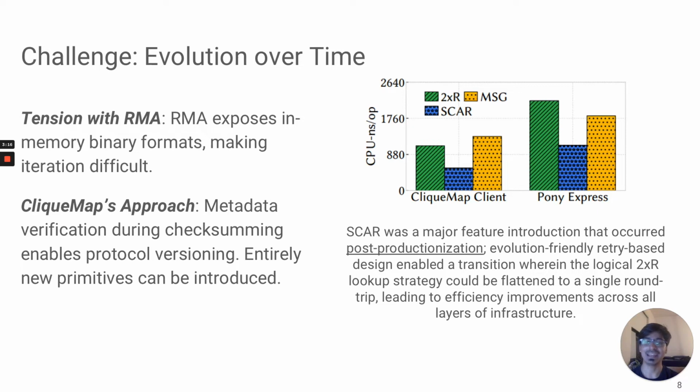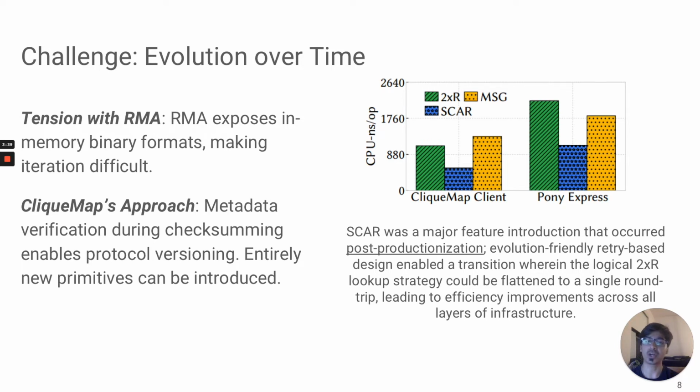Here again, CliqueMap relies on its self-verification properties, which allow addition and removal of fields from binary objects. This generic approach has proven highly versatile, enabling over 100 protocol changes, large and small, to CliqueMap over time, including the introduction of an entirely new primitive like scan and read shown in the graph here on the side.